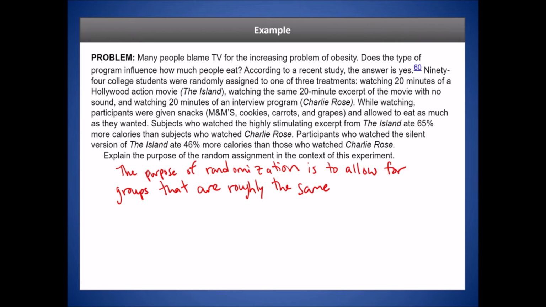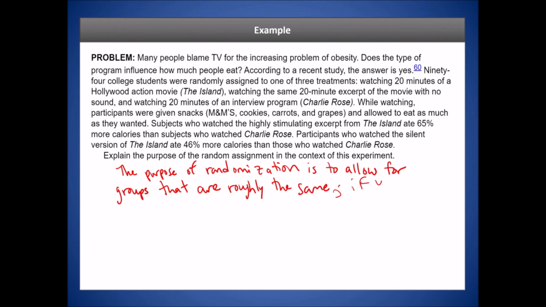And so if you don't allow the randomization aspect, then we're going to increase bias, essentially. You're going to have maybe more males watching the action movie. And so there might be an effect that males might intake more calories, right? We might have that variable, that sort of observation taking place, and we don't want that, right? We want to be able to isolate the cause, and so we want to eliminate that gender aspect. So it's to allow for groups that are roughly the same.